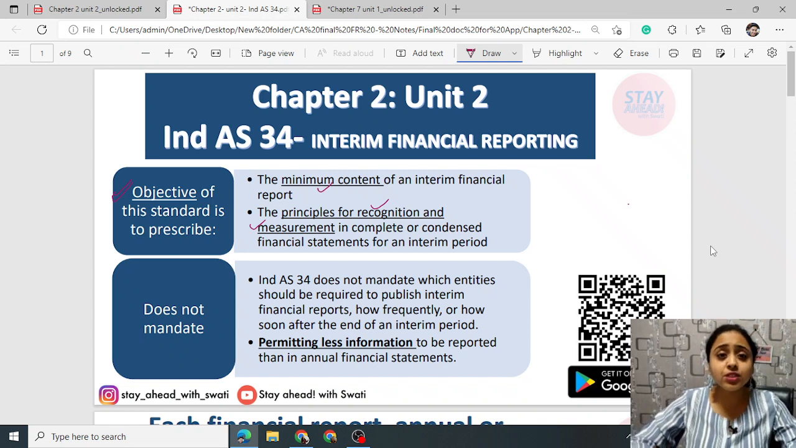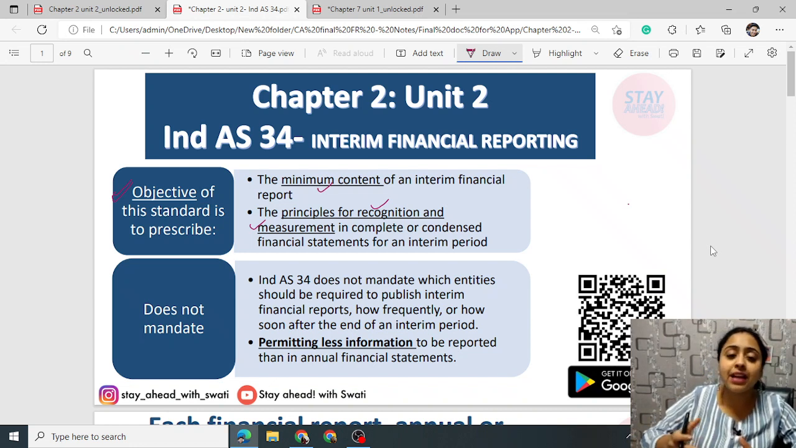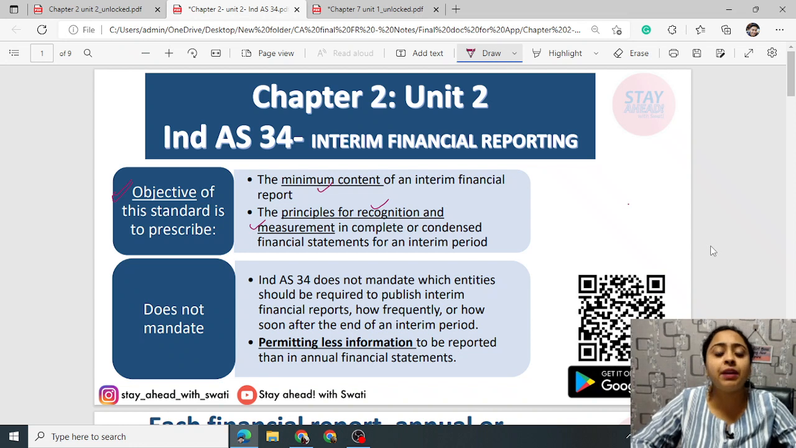Now, what is an interim financial statement? Simply any statement that you provide within a financial year, in between the financial year, before the end of the financial year. These are known as interim financial reporting. It can be either monthly, quarterly, 6 months, any duration as the entity particularly chooses.